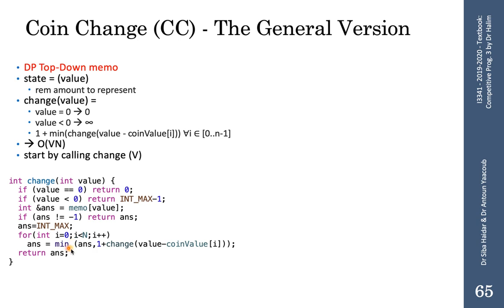We initialize answer at a high value because we are searching for the minimum, and from i equals 0 to n minus 1, we see which value of 1 plus change of value minus coin value is the minimum, and we return this answer. Let's take the example 1 and see what happens when I try to execute this function.